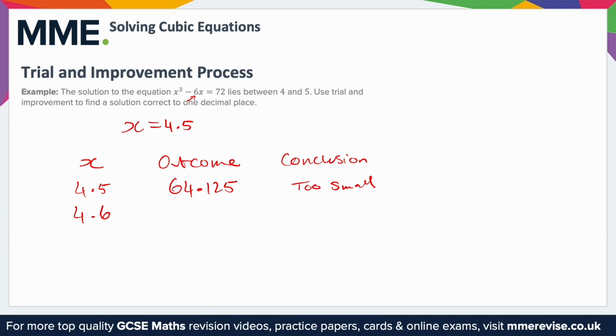Substituting this in gets you 69.736. I'm just keeping it to 3 decimal places because obviously we don't need to be mega exact for this. You see again, that's smaller than 72. So our solution was too small, but we're getting a bit closer now. So let's take another guess. Let's guess 4.7.